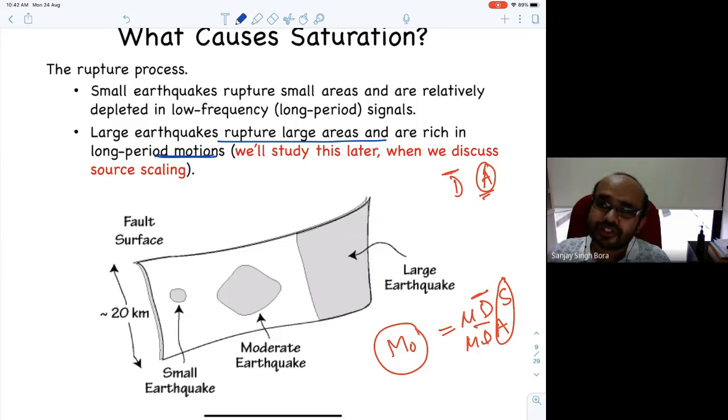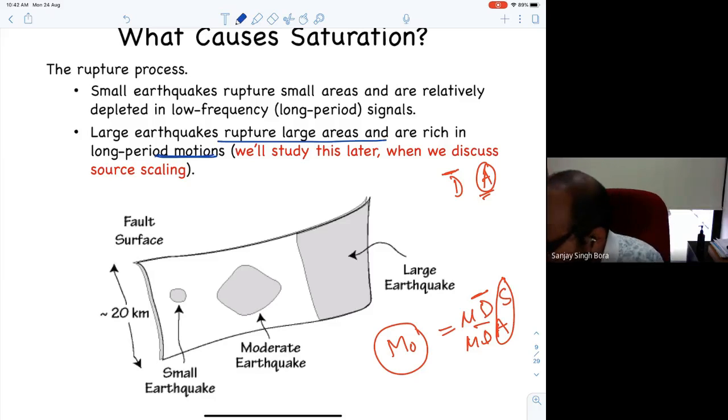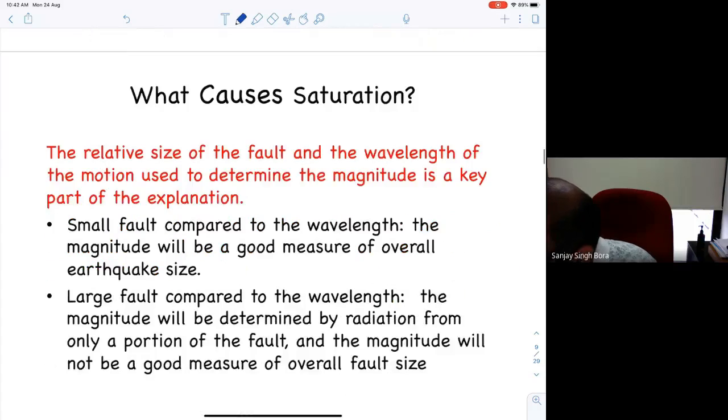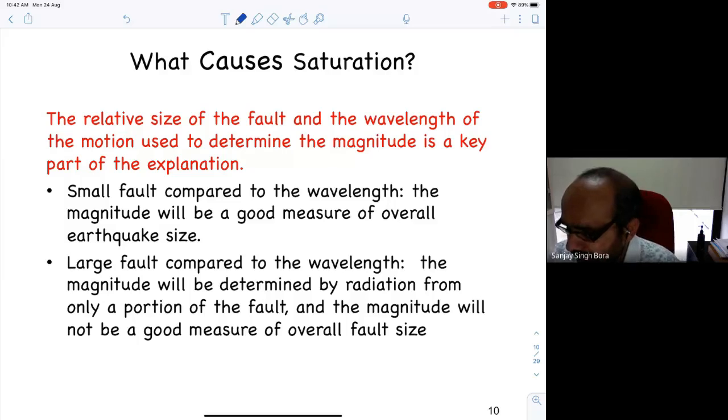I'm not saying that it will not generate higher frequencies. It will also generate higher frequencies, so don't get me wrong. What I'm saying is that the larger earthquake will generate more low-frequency content, or more low-frequency information, in comparison to smaller magnitudes. We are talking about smaller frequencies. So the size of the fault and the wavelength of motion are very important.